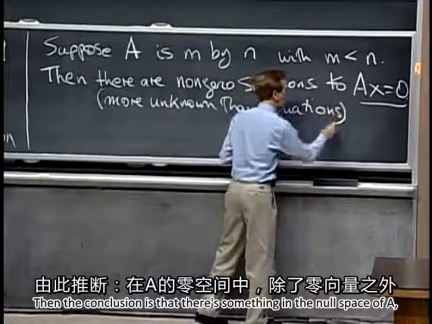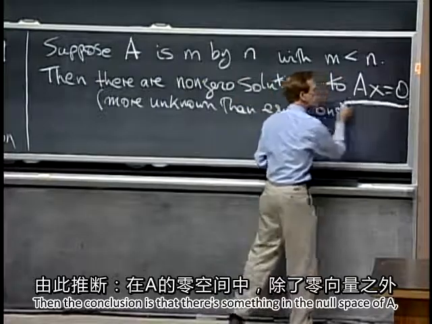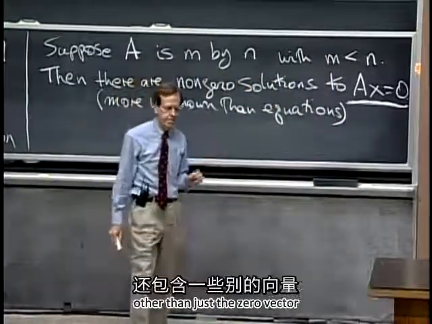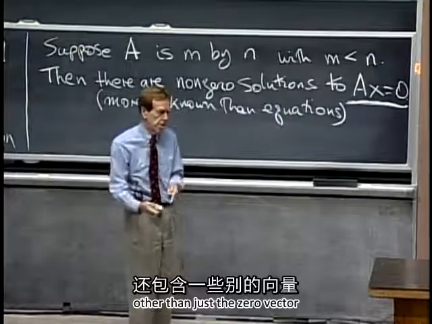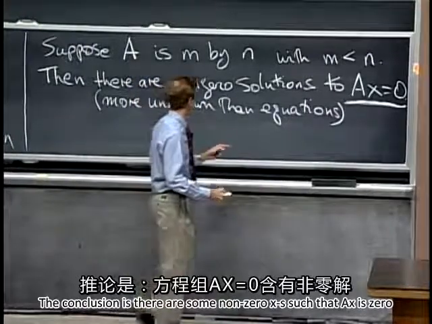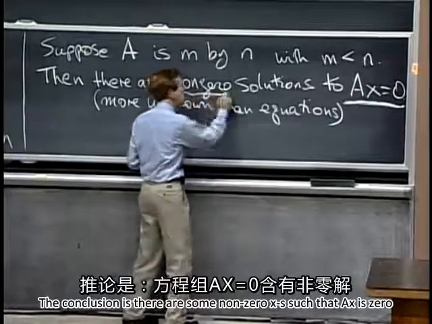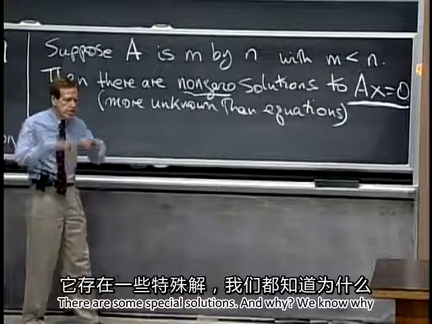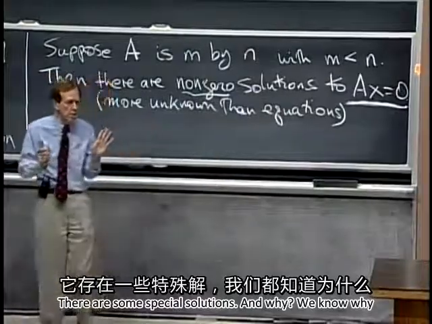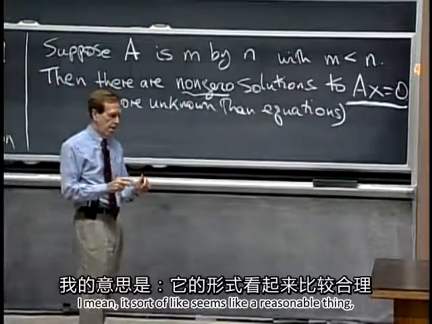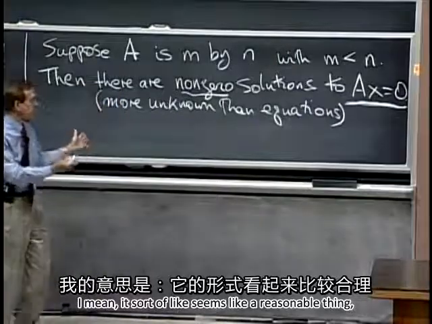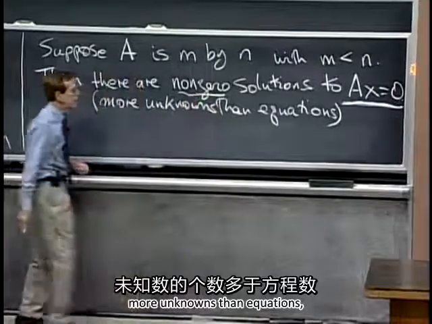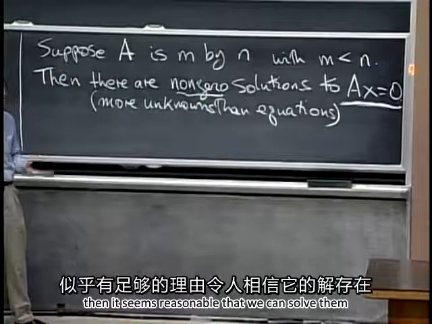Then the conclusion is that there's something in the null space of A other than just the zero vector. The conclusion is there are some non-zero x's such that AX is 0. There are some special solutions, and why? We know why. It seems like a reasonable thing, more unknowns than equations. Then it seems reasonable that we can solve them.